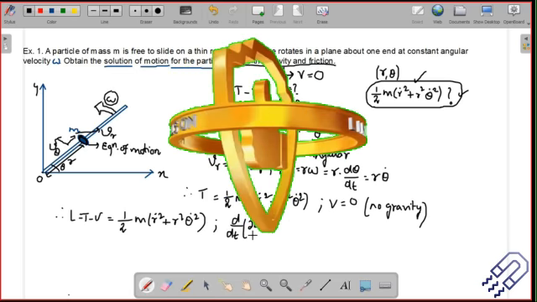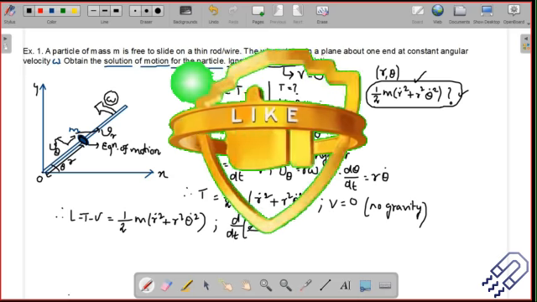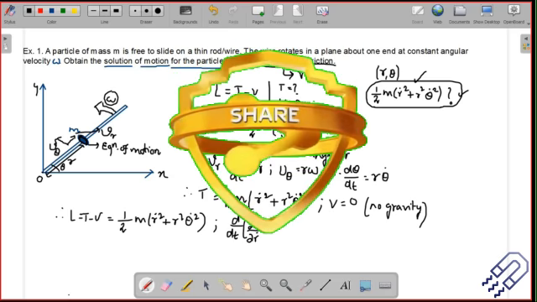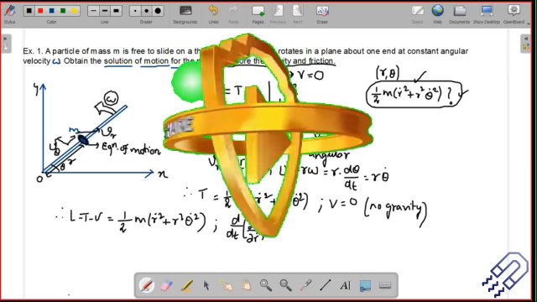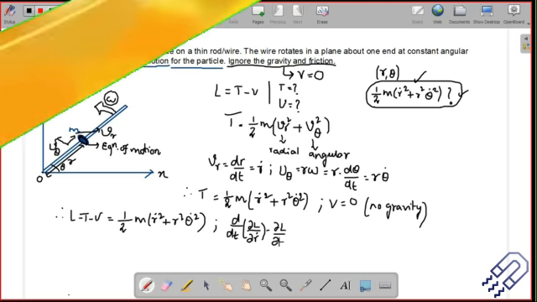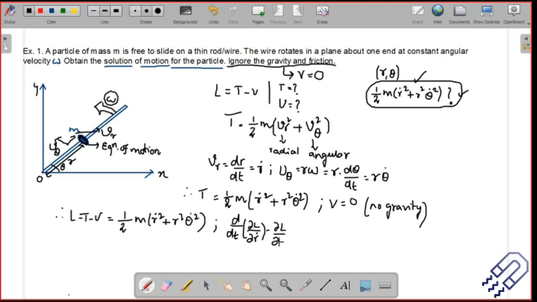This can be done quickly. So I will just take del L del r dot minus del L del r is equal to 0, right? So if you just do it quickly, this is the d/dt. So del L del r dot. So this is the only component we have.